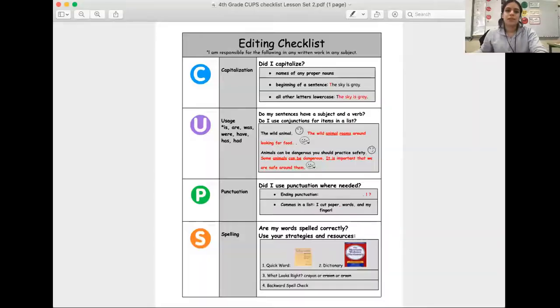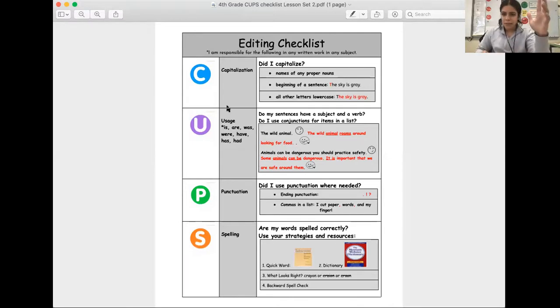So let me share my screen with you here and give you the visual that you need to understand what I mean when I say cups. So cups is an editing checklist method you can use. Okay. So we read for capitalization, for usage, for punctuation, and for spelling. That means when you're editing your writing, you're going to be rereading it 4 times because we know we don't want to focus on it all at once. We're never going to do our work correctly if we do that. So we're focusing on one thing at a time.